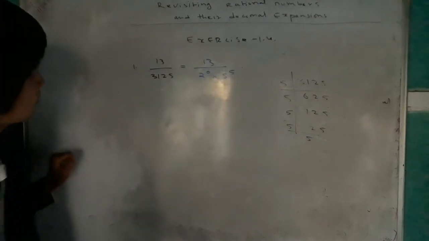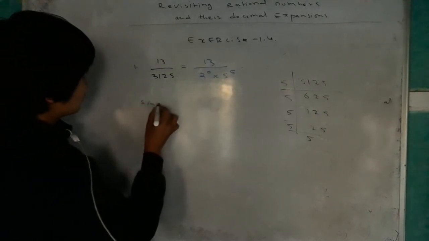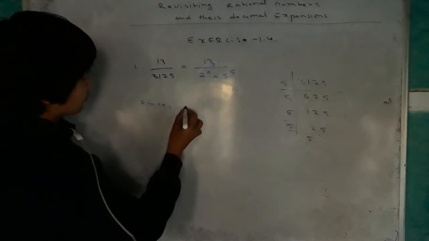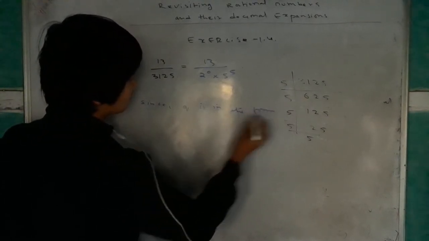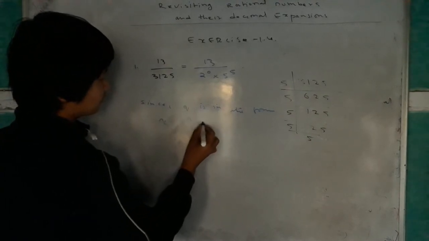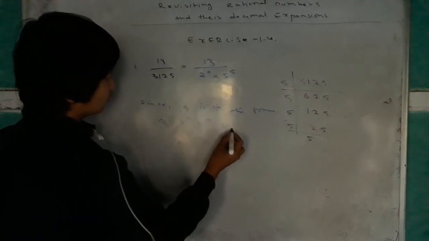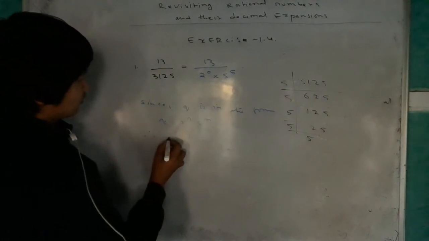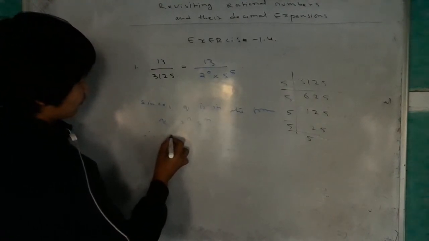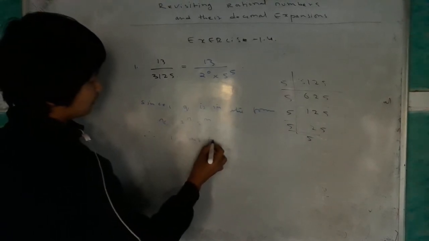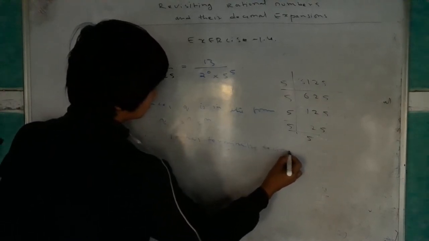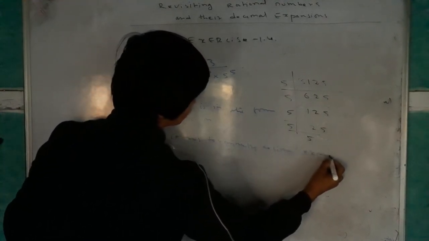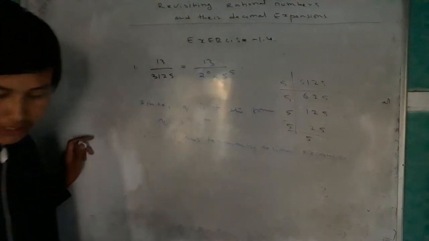So what we have found is that the denominator is in the form of 2 to the power n, 5 to the power m. Therefore, it has a terminating decimal expansion. Okay, number one will have a terminating decimal expansion.